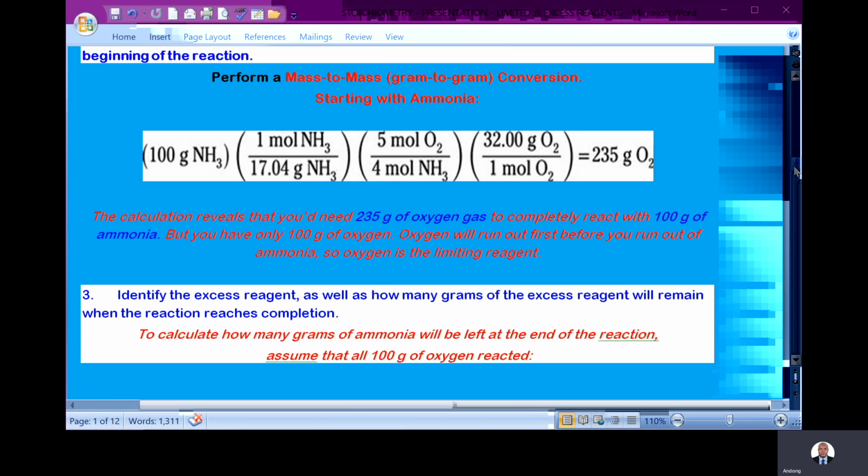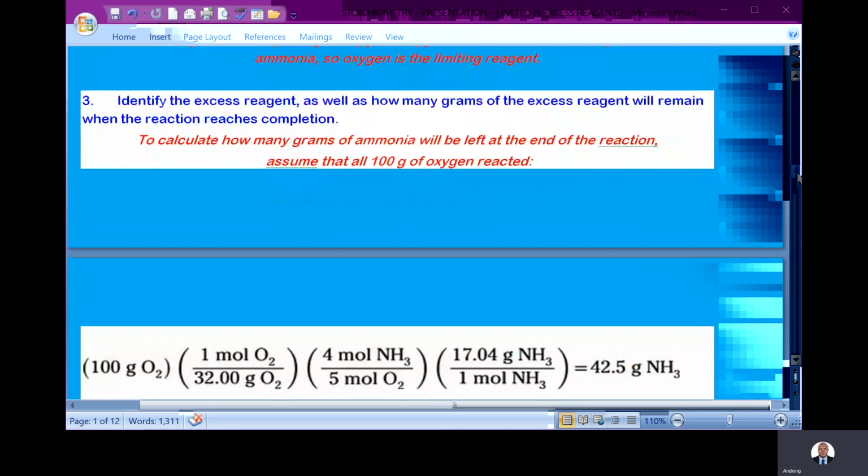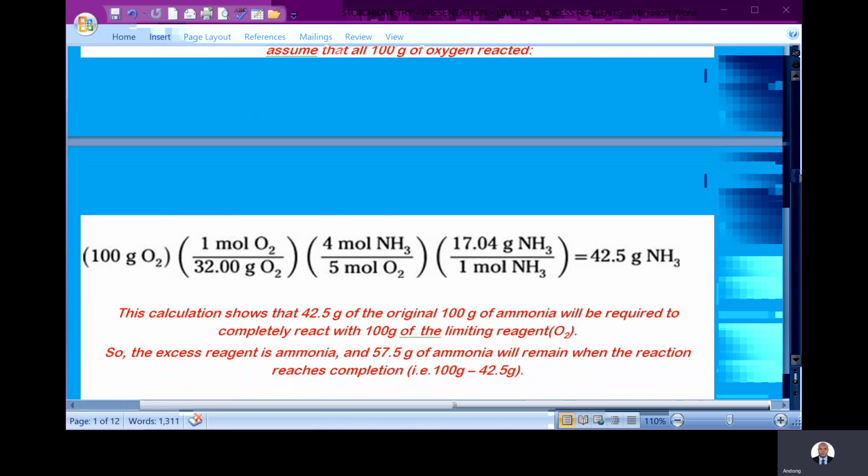To identify the excess reagent as well, from here, you now know oxygen is the limiting reagent, and ammonia is the excess reagent. That is a simple fact.